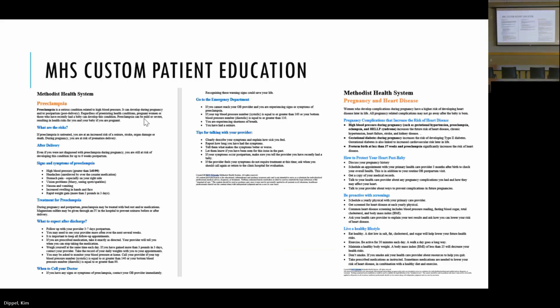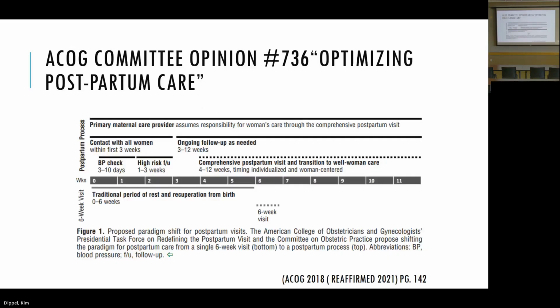And then this is some of our custom patient education: pregnancy and heart disease, preeclampsia, when they should go to the emergency room, tips for talking to your provider. And another thing that I just want to mention is there is an ACOG committee opinion number 736. Again, this is from the American College of Obstetricians and Gynecologists, and it talks about postpartum care.